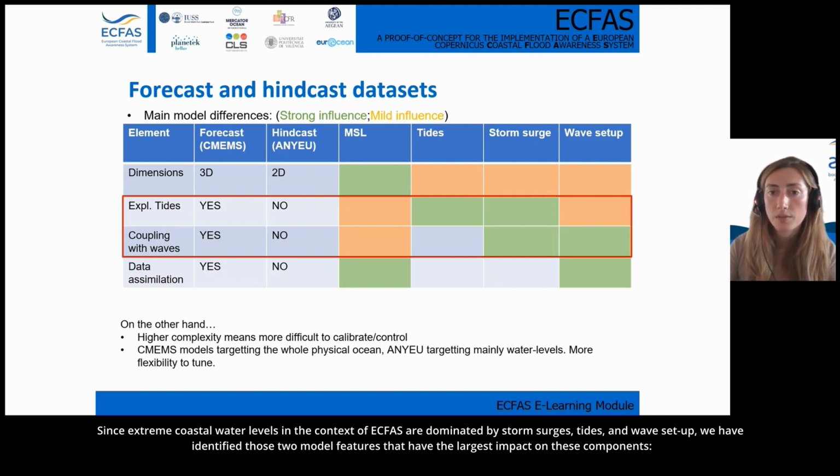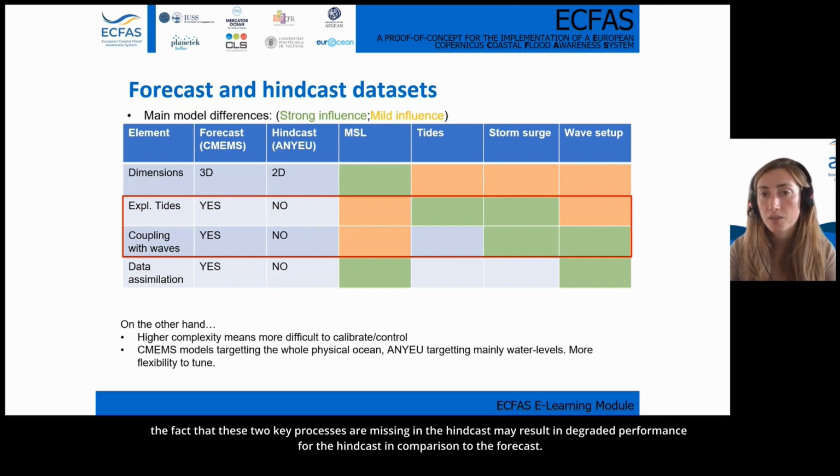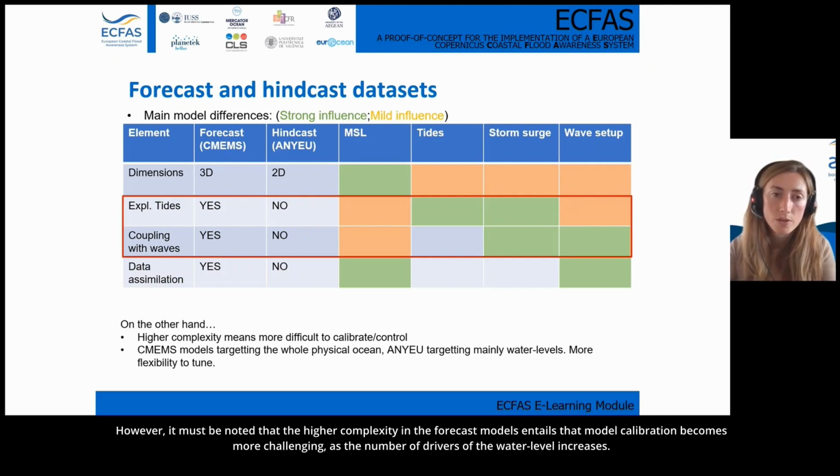Since extreme coastal water levels in the context of ECFAS are dominated by storm surges, tides, and wave setup, we have identified those 2 model features that have the largest impact on these components, which is the explicit representation of tides and the coupling with waves. Besides the general higher complexity of the forecast models compared to the hindcast models, the fact that these 2 key processes are missing in the hindcast in ECFAS may result in degraded performance for the hindcast in comparison to the forecast.